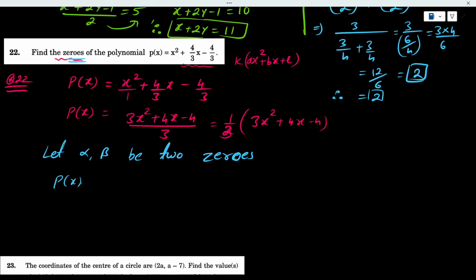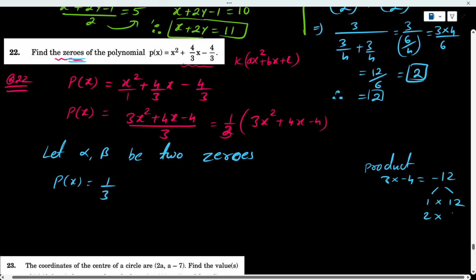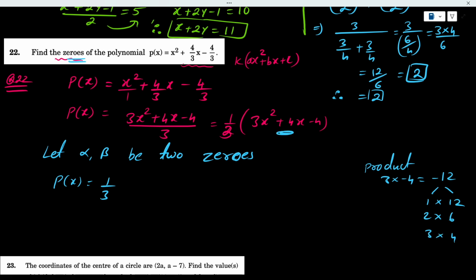So p(x) will be equal to 1 by 3 as it is. Now the product is going to be 3 times minus 4, which is minus 12. Now list the factors of 12. So 2 times 6, 3 times 4, 4 times 3 is repetition. And what should be the sum here? 4. So which combination are you going to take? Plus 6 minus 2. This is nothing but the splitting the middle term method, right? So I write 3x squared plus 6x minus 2x minus 4.